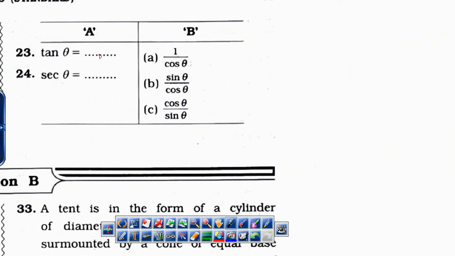Tan theta is sin upon cos. Sec theta is 1 upon cos. Formulas.